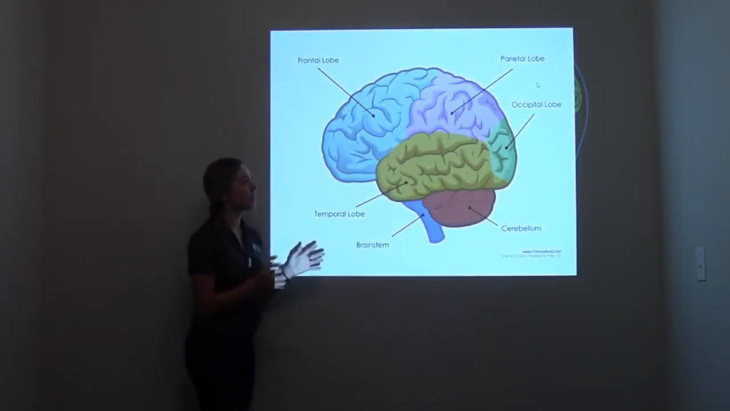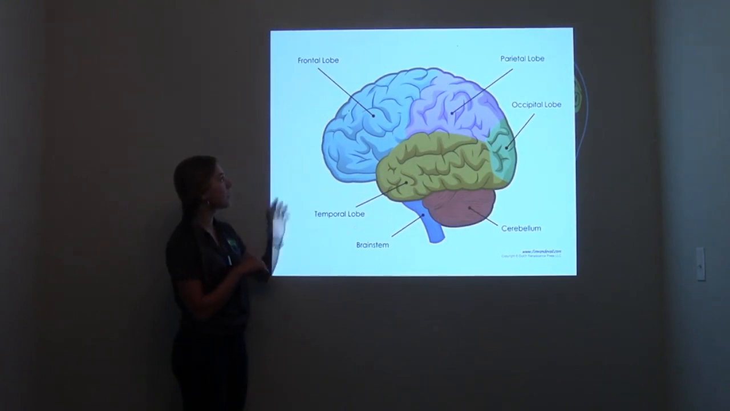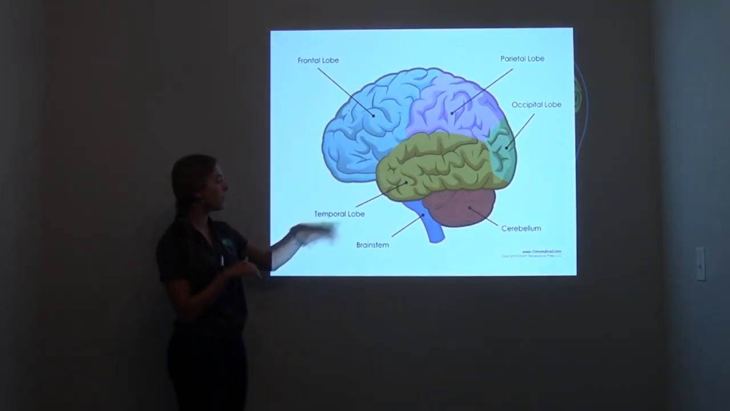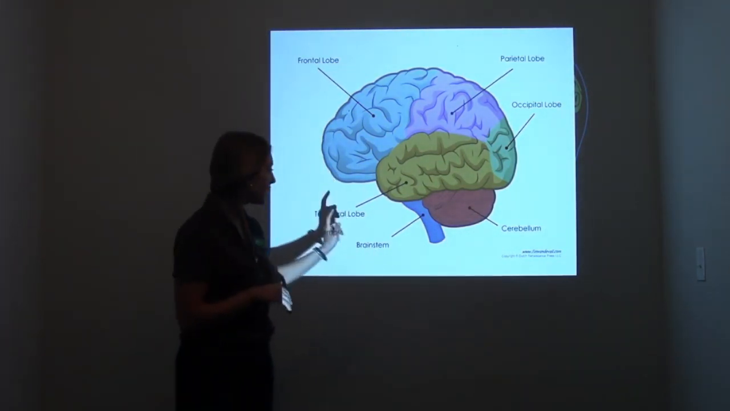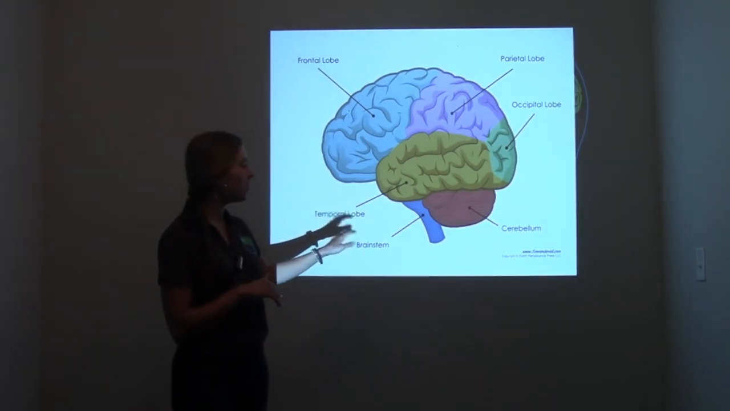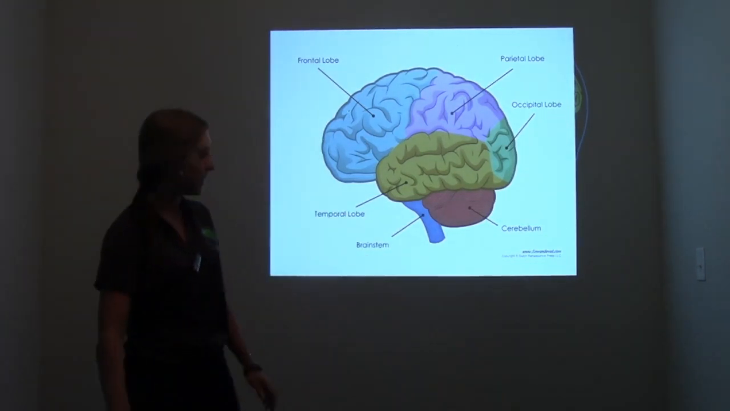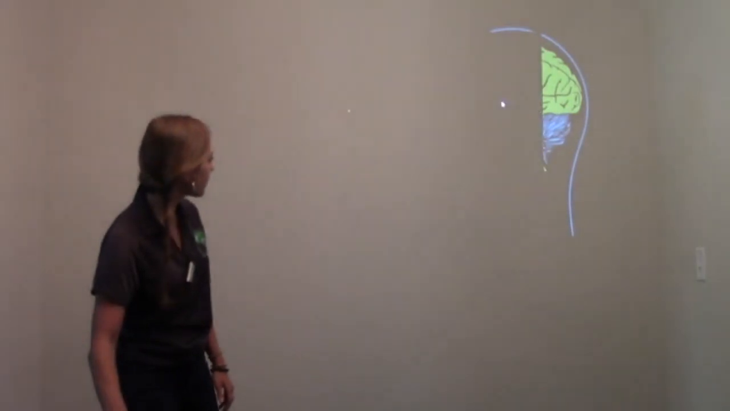So these are just the lobes of our brain that we're going to talk about today: frontal, parietal, occipital, and temporal. And then we're going to talk about brainstem a lot next week with eye movement, and Rope is going to hit cerebellum a little bit later.